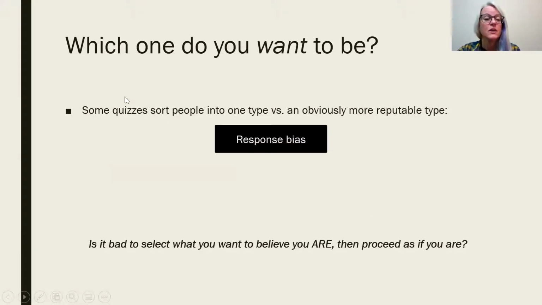I had a question for you. Give me a second, you guys. The question I have for you: is it bad to select what you want to believe you are and then proceed as if you are that? I know it sounds like a suggestion. What do you guys think?